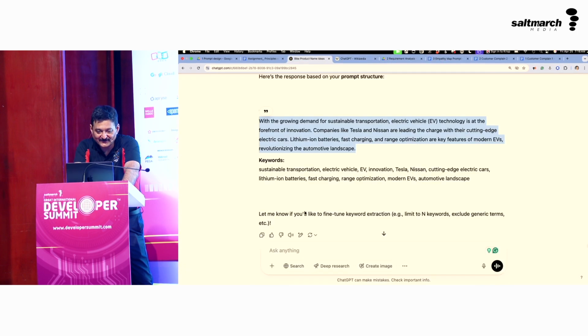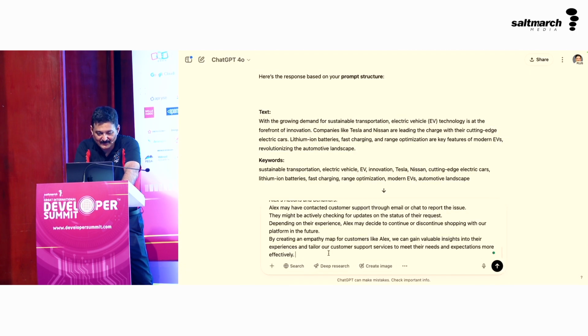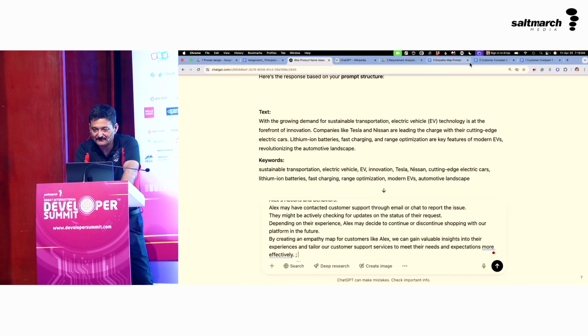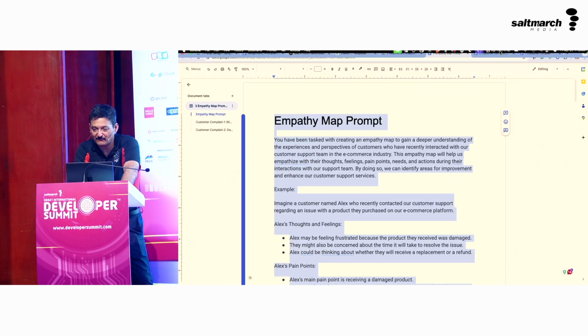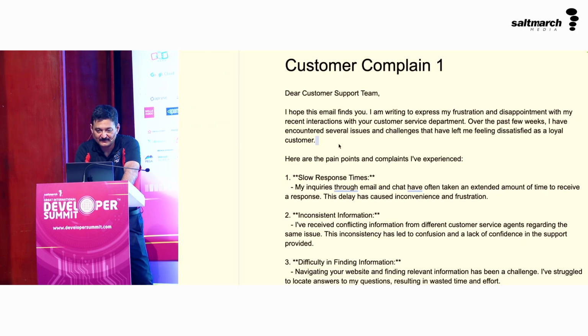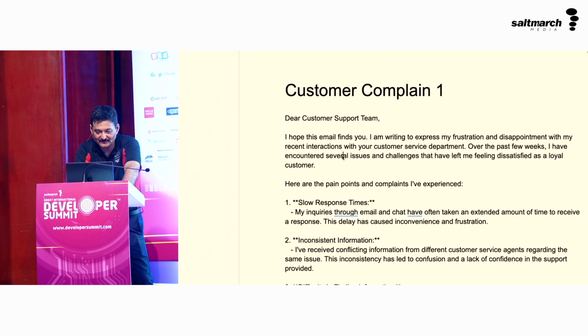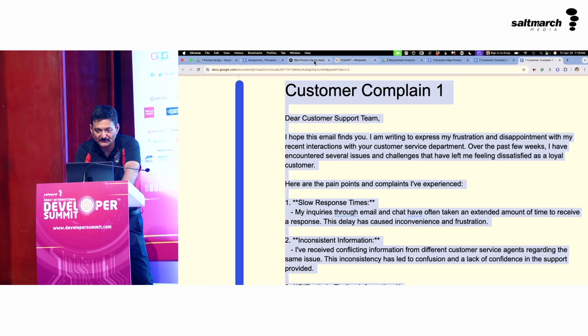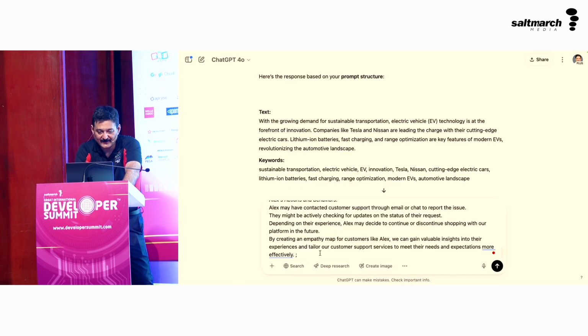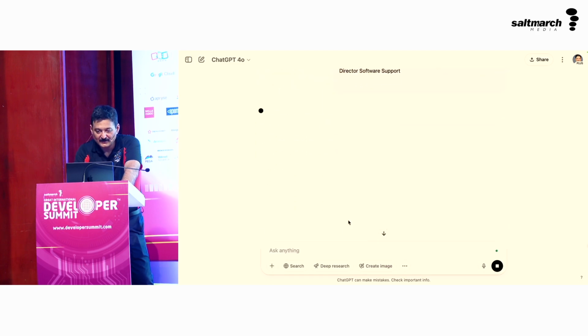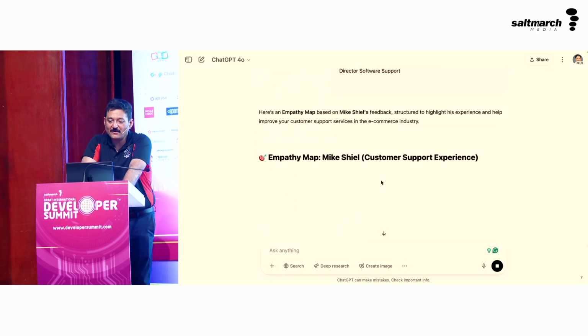do is I can run this prompt right here and give it the pain points of Mike Shield. Remember, we talked about Mike Shield here. This is the Mike Shield pain point. I'm just going to copy this here and the pain points. Voila. Because you got the pain point, now we can find out the empathizing with the customer.